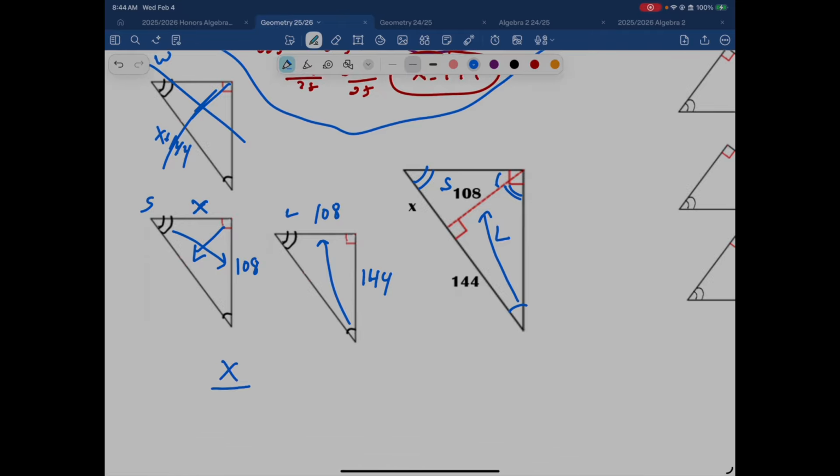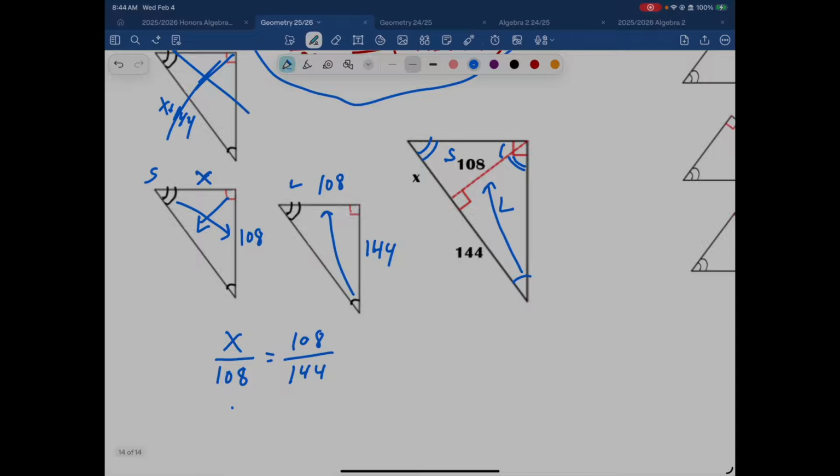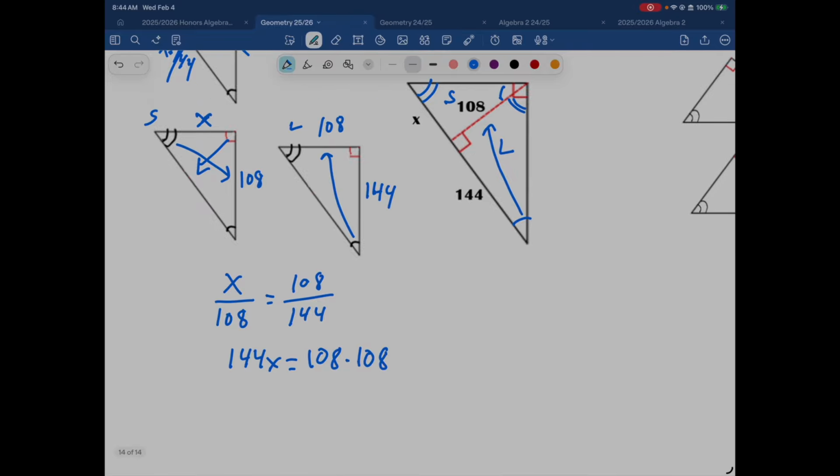So small over corresponding large equals small over corresponding large. 144x equals 108 times 108. We get 144x equals 11,664. Divide both sides by 144. X is equal to 81.